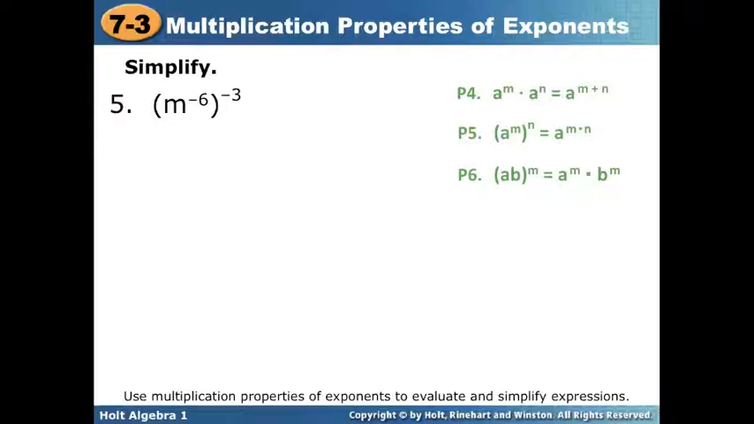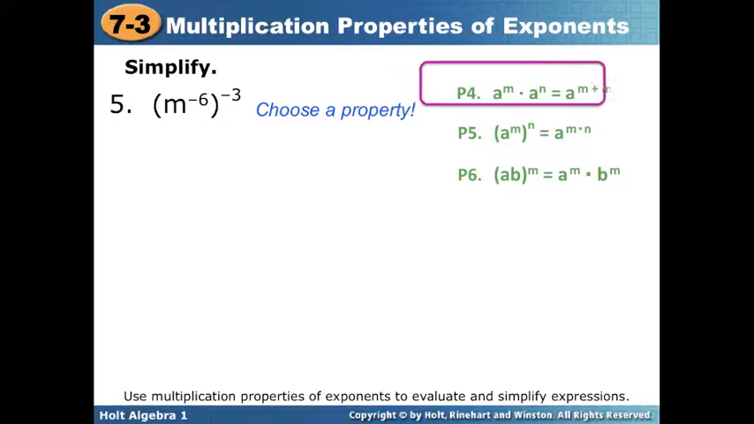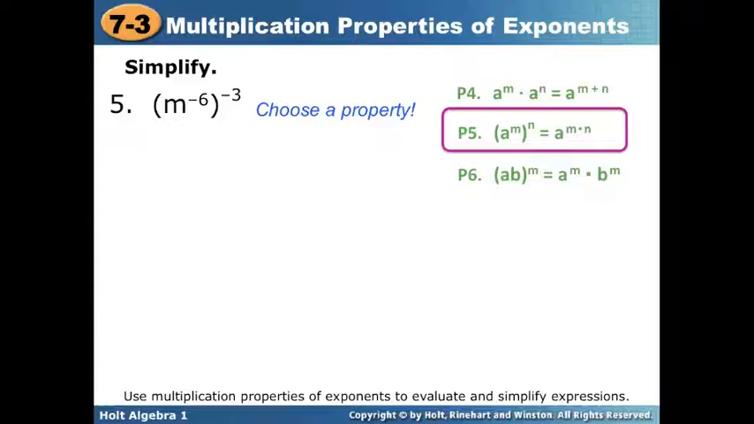Example number 5. We have m to the -6 to the -3rd. Take a look at the exponent properties to determine which one we will use. This is property number 5. We have a power to a power, so we multiply. So -6 times -3 gives us a positive 18. So our final answer is m to the 18th.